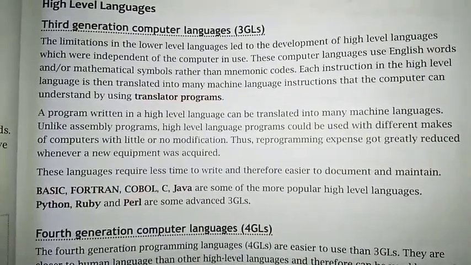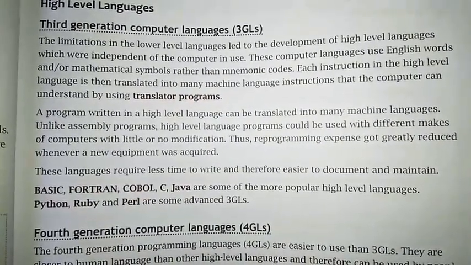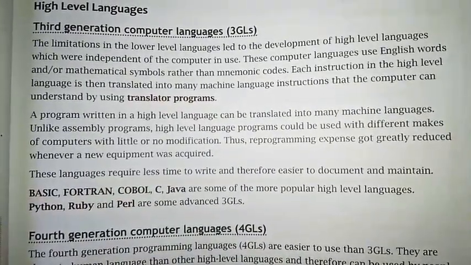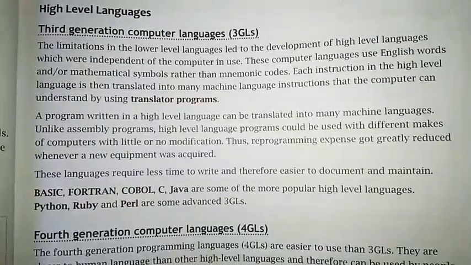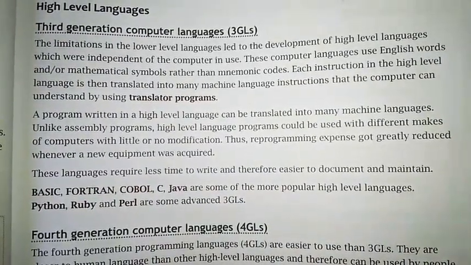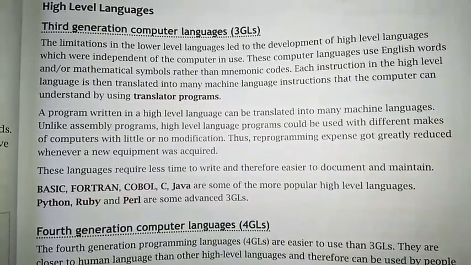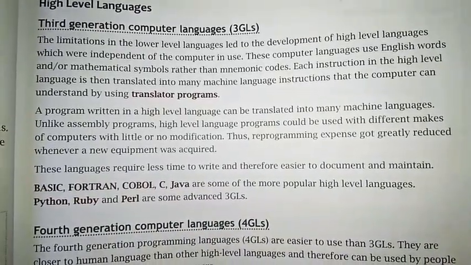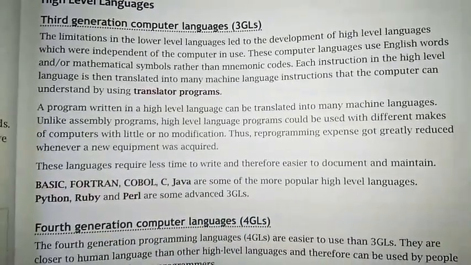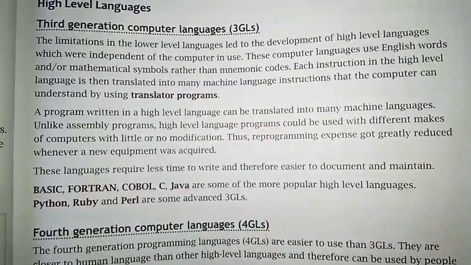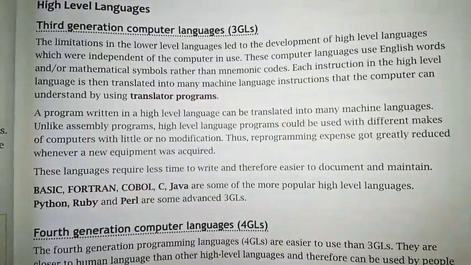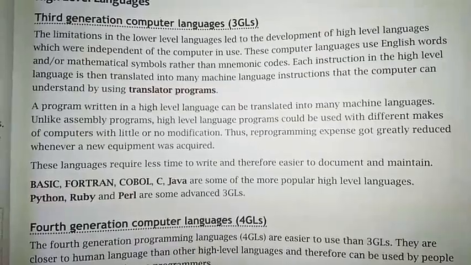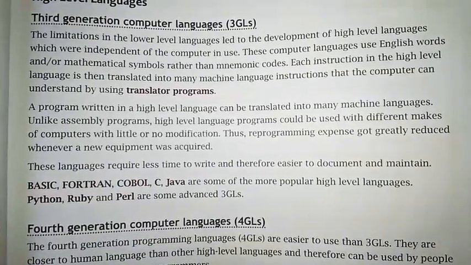So let's start. These computers used English words and or mathematical symbols rather than mnemonic codes. As we know that in previous generation computer languages, the 0 and 1, it means binary code were used. Then after in second generation numeric codes were used, and in the third generation computer, the mnemonic codes are not used. In this generation, mostly computer languages use English words or mathematical symbols.